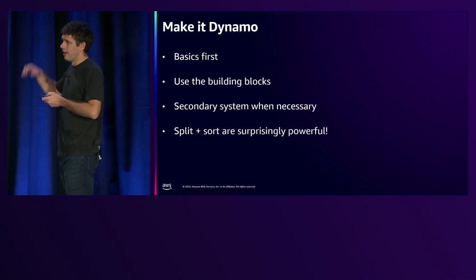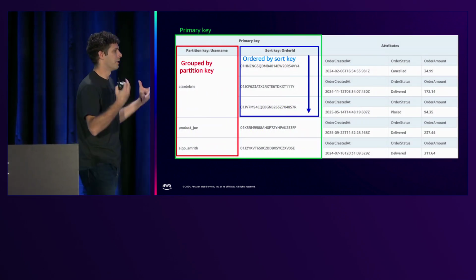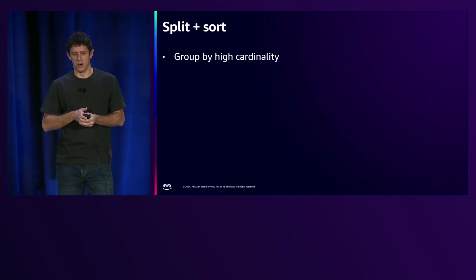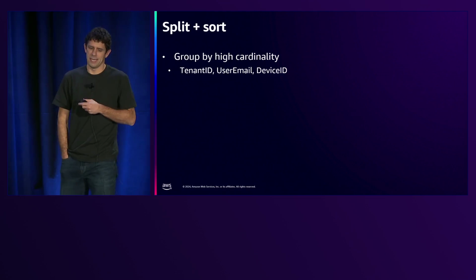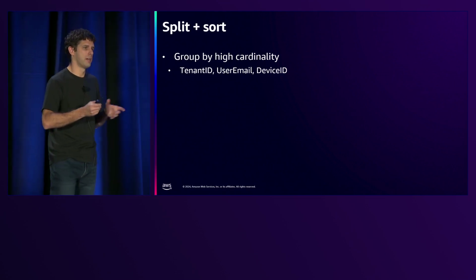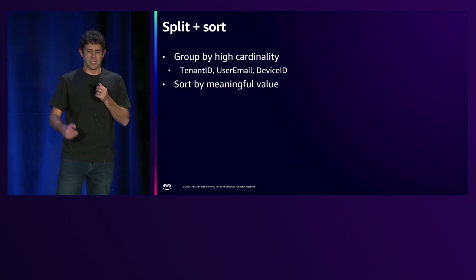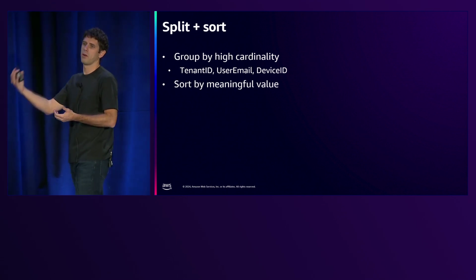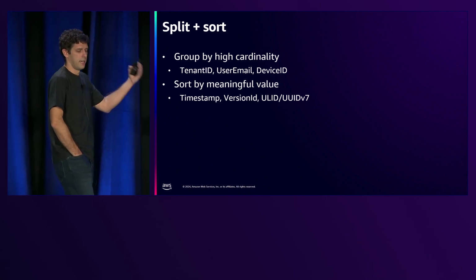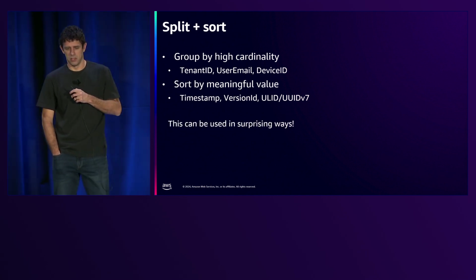Splitting and sorting are surprisingly powerful and can be used for a lot of different things. We saw that composite primary key, how you're grouping your data according to that partition key and sorting within that, and that can handle a lot of things. The big thing there is make sure you're grouping by high cardinality, using things like tenant ID, user email, device ID, and only putting records together in the same item collection if you're going to access them together. And if you ever have multiple items within the same item collection, sort by something meaningful. Think about how you want these ordered if there's more than you can retrieve in a single result set, or if you want to filter it down. So use something like a timestamp, a version ID, some sort of unique identifier that has a timestamp in it. All of these are super useful.